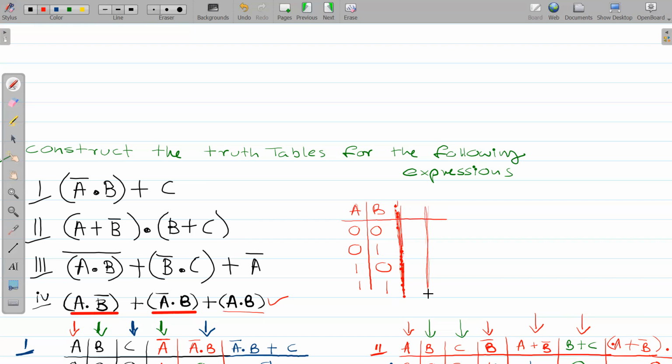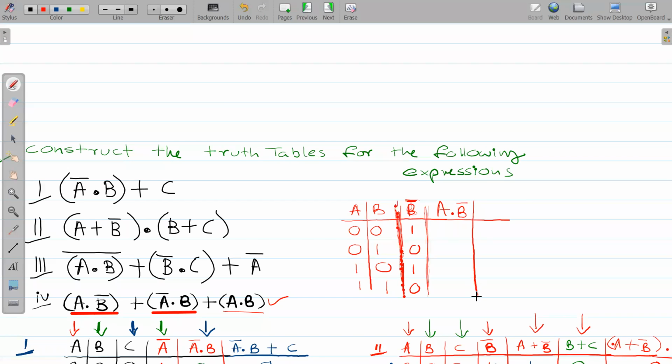I'm going to go with the first bracket. So I'm going to create B bar first, right? So B bar can be taken as 1, 0, 1, 0, right? And then I can have A dot B bar.